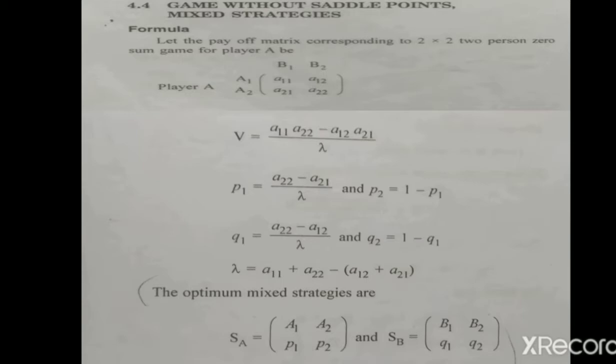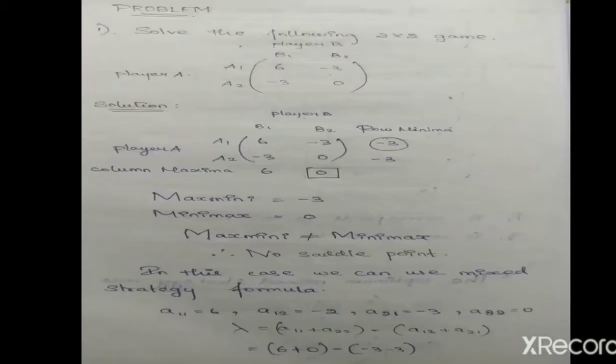So now we come to the first problem. The problem is: solve the following 2 by 2 game. Player A has A1, A2, and player B has B1, B2, and the values are also given: 6, minus 3, 0. So the solution is as follows. First you have to find the row minimum and column maximum values and find out the saddle point. Suppose you can't get the saddle point, then we have to use the mixed strategy formula.